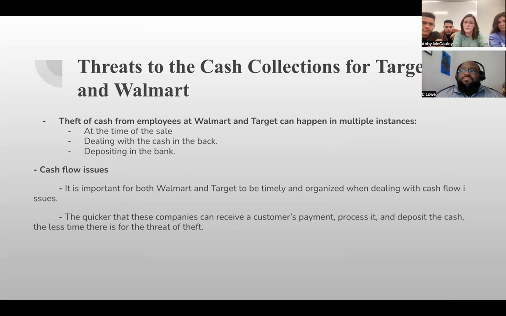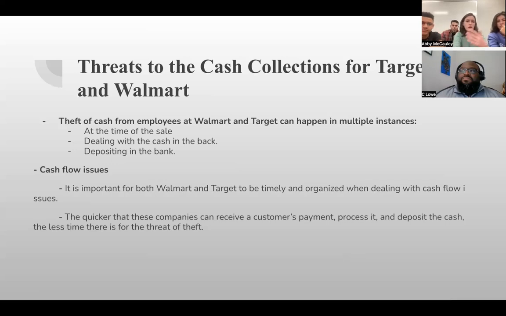Another point is after the time of sale, it could be brought to the back office to be dealt with by the accountant, who will deal with that cash and bring it to be deposited in the bank. So with dealing with cash in the back, that employee bringing it to the accountant, that could be a time, or whenever a certain employee goes to the bank to deposit the cash, that could also be a threat for theft of cash. There was also somebody within the last year who was convicted of stealing over $65,000 from a specific Walmart store. So it's happening, and it happens even more than $65,000.